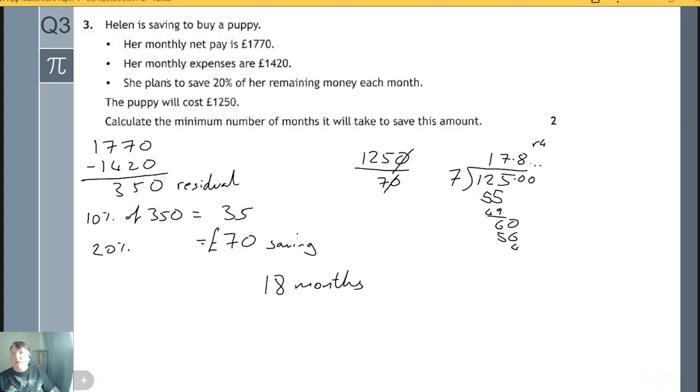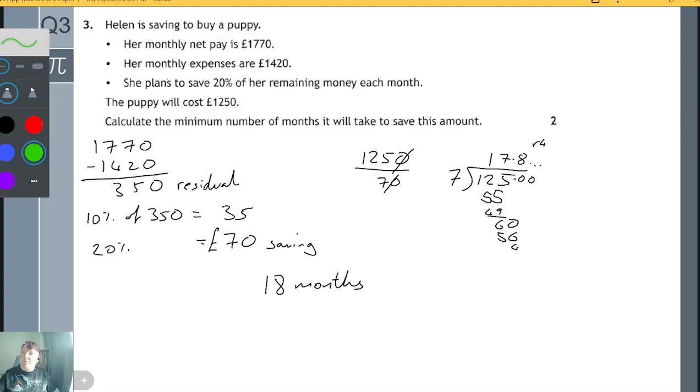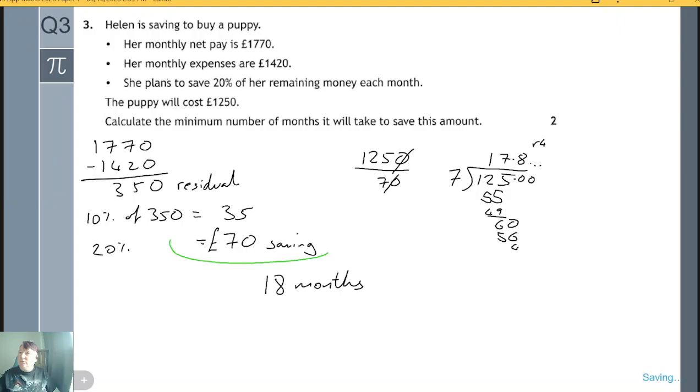There we go. So we've got a point going to come in from working all this section at the front out. So how much is she saving a month? And another for working out the final answer there. There's a lot of work involved in that for just 2 points.